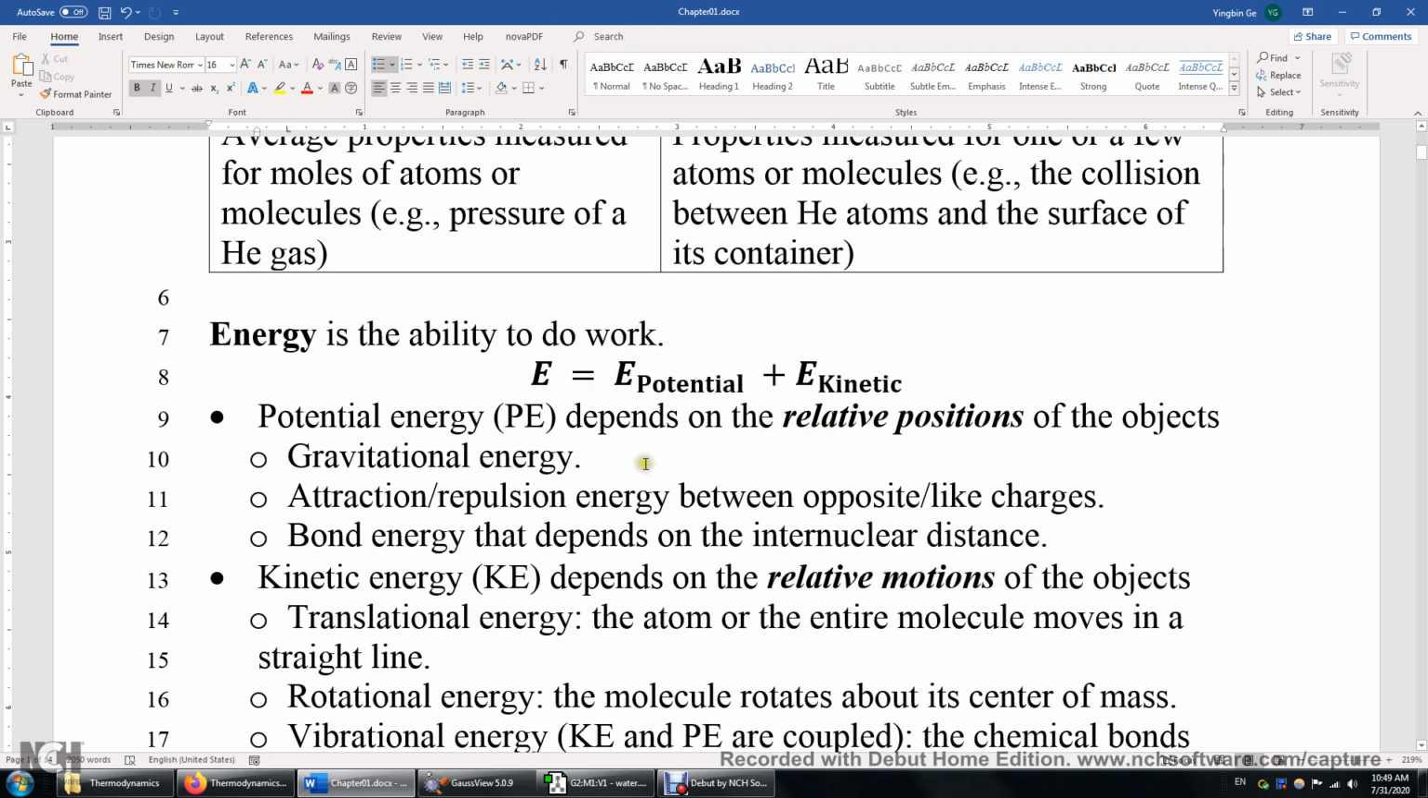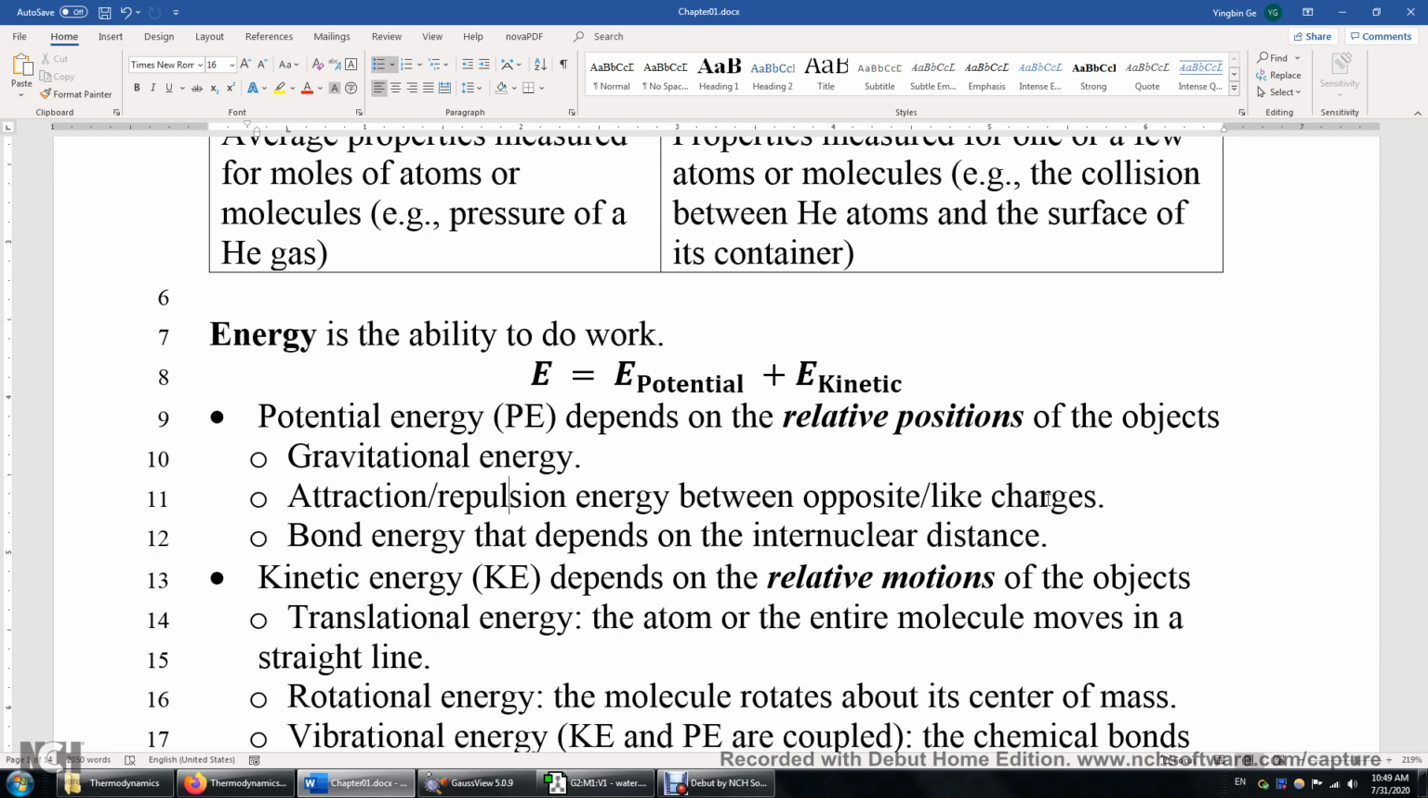Let me give you a few examples. So first, potential energy depends on the relative positions. Gravitational energy. If you raise an apple, you increase its potential energy. Attraction, repulsion energy between opposite or like charges. Think of a H2 molecule.